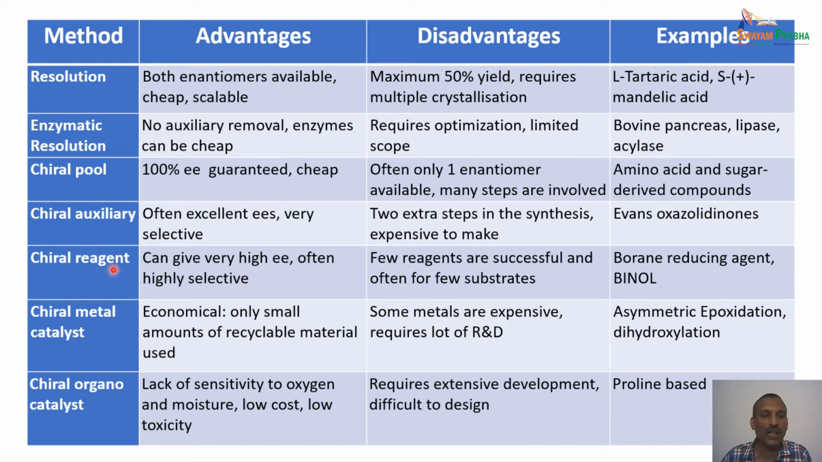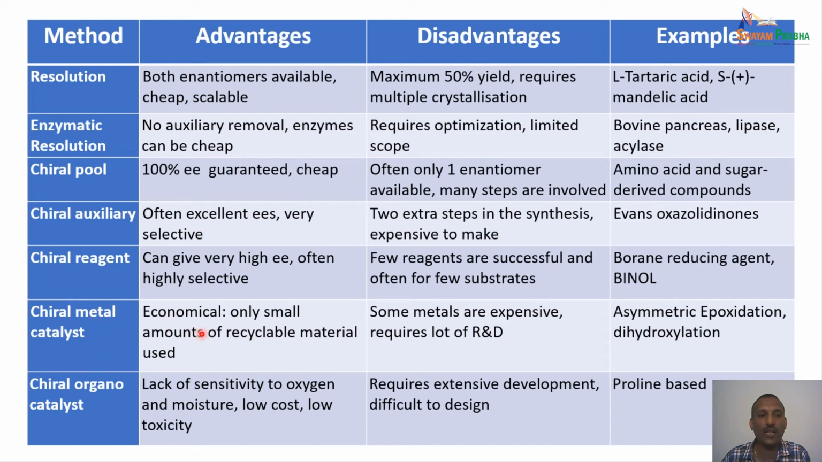The next one is the chiral reagent. So basically this gives high EE and these are highly selective, but optimization is very essential in this particular case, and only very few reagents are successful, and they work only for a few substrates, not for every substrate. And BINAL boron reducing agents are some of the examples.